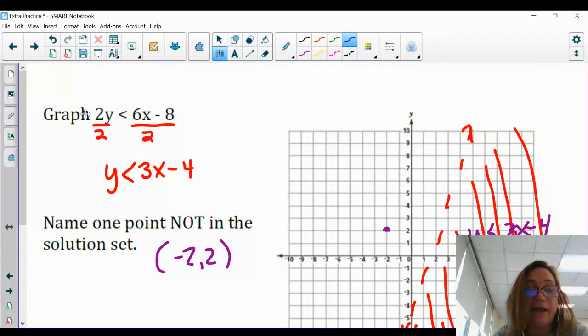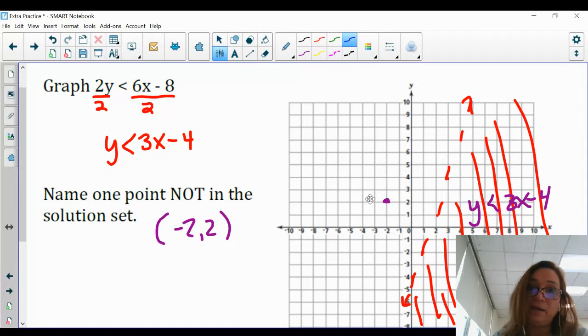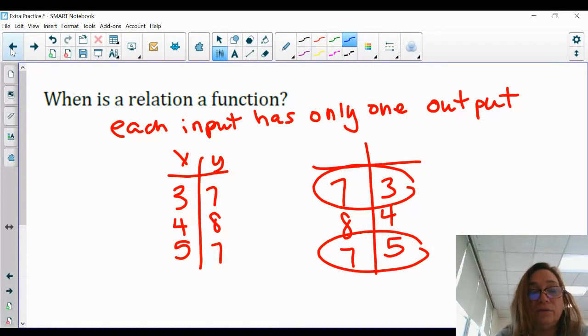Okay, here I had to divide by 2. If that 2 had been negative, you would have had to flip the inequality symbol. They could ask you for a point in. They could ask you for a point that's not in. In would be in the colored area, and not in would be in the not colored area. You could also do substitution. Like if I plug in a 2, what would make it true? Okay. Things like that. You guys are pretty good at functions, so I'm not really worried about this.